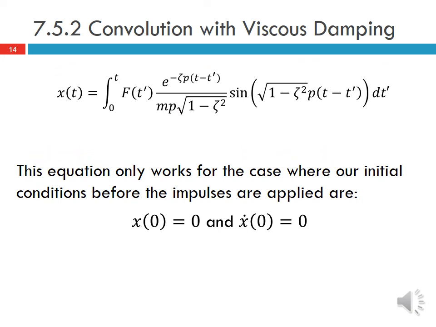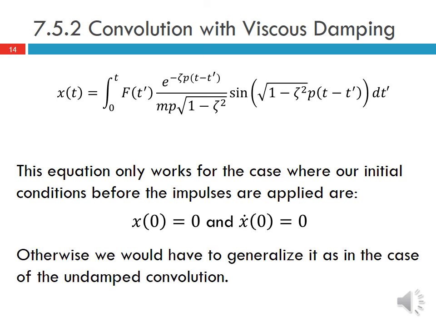Now this equation only works for the case where our initial conditions before the impulses are applied were x of 0 is 0 and x dot of 0 is 0. So initially the system was at rest. Then we apply this function that we're considering, a series of impulses. This would be our response in a damped spring mass system. If we want to generalize it for different initial conditions, then we can do that in the same way that we did for the undamped convolution approach.